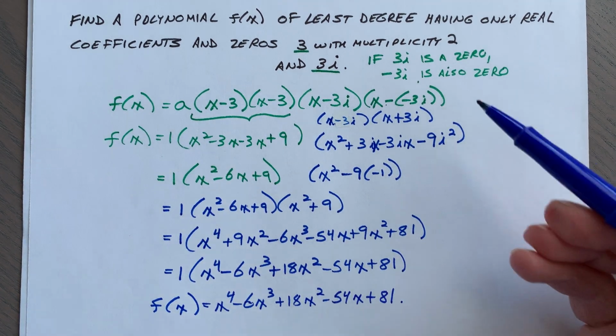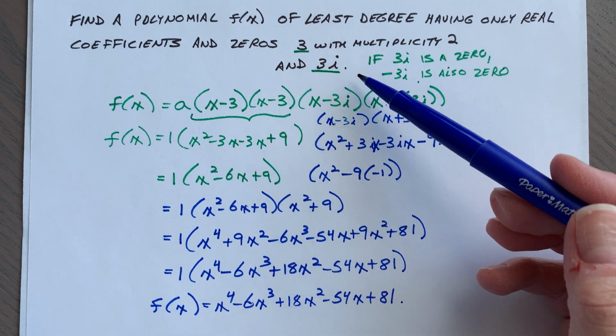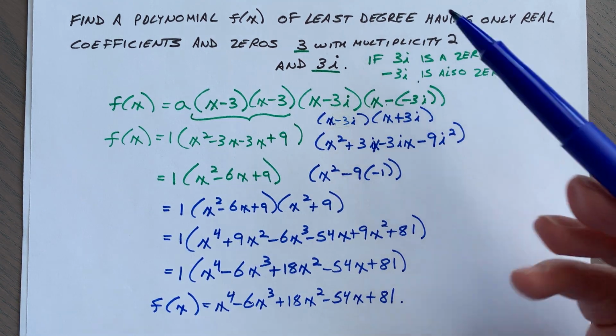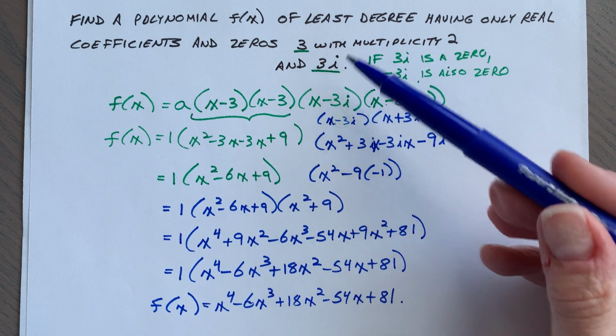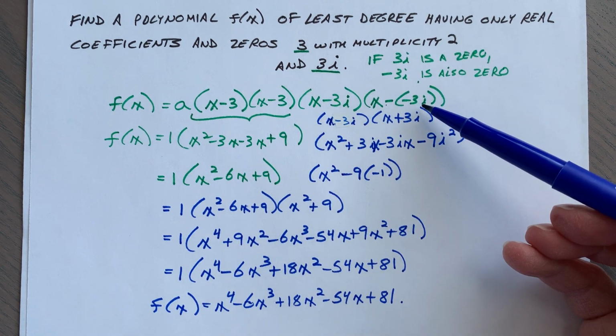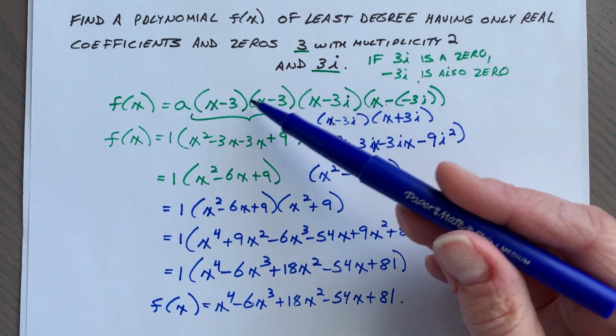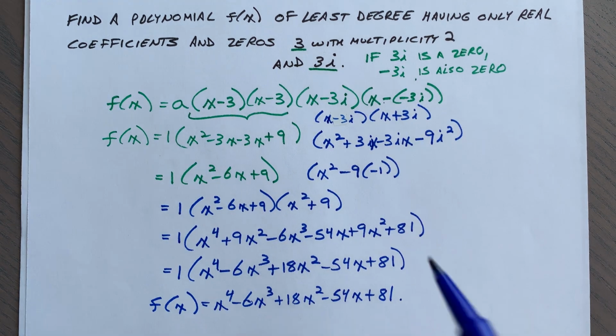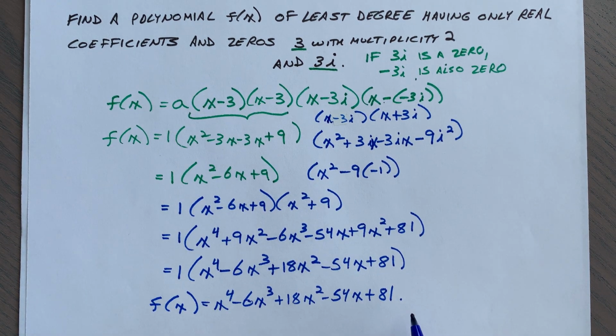So we did our work again. If we are given zeros of a function, we can use those zeros to write factors, and we certainly can do any distribution necessary to reach our polynomial form of the function.